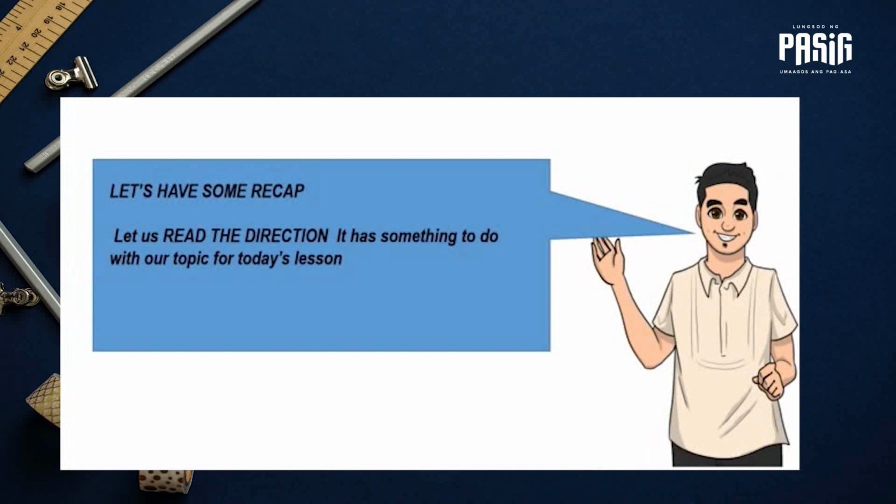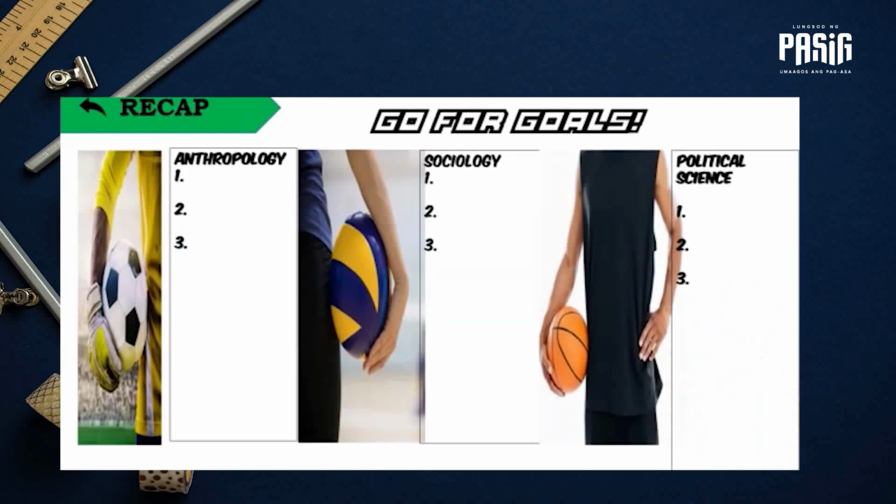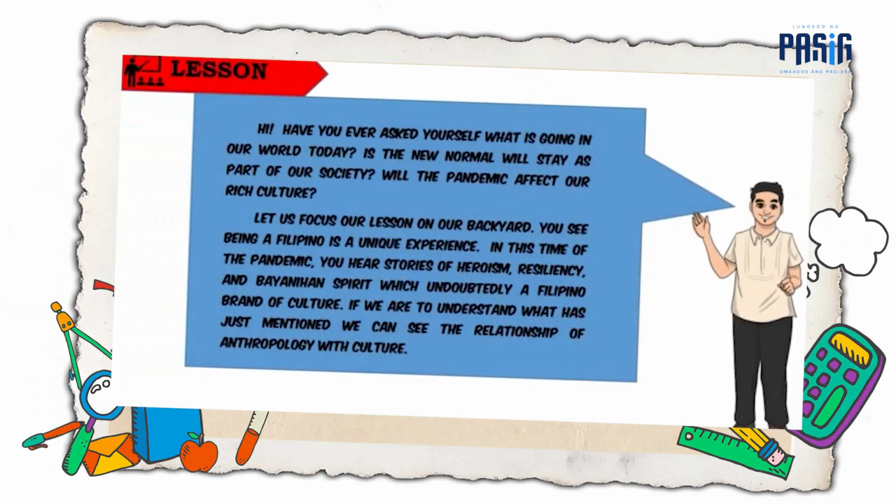Let us go to the recap prior to the previous lesson. Let us read the direction. It has something to do with our topic for today's lesson. Write at least 3 goals of each social science discipline. Go for goals. What are the goals of anthropology, sociology, political science? You may write your answer on a separate sheet of paper.